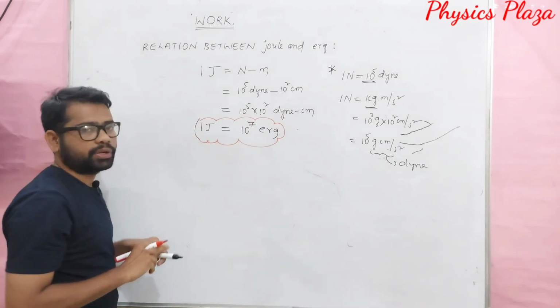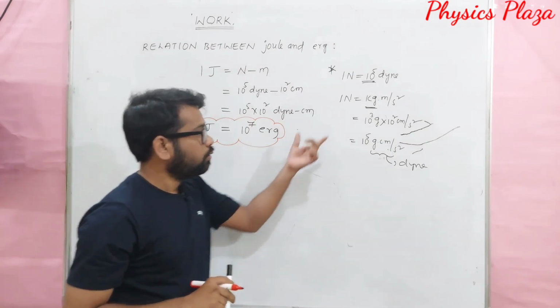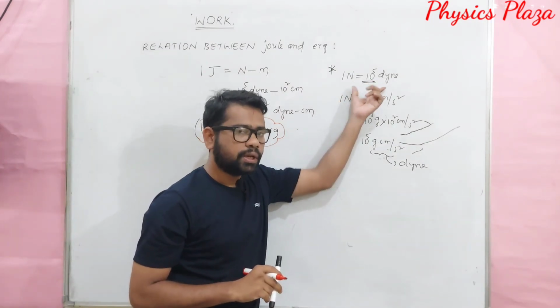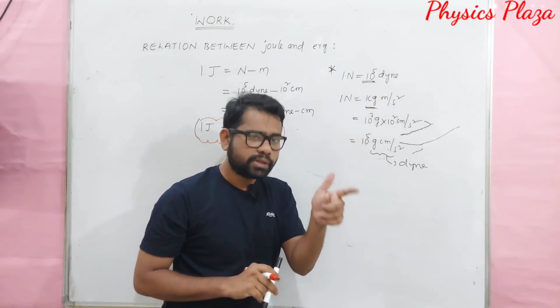It's very, very important, children. Don't get confused. 1 Newton is equal to 10 power 5 dynes, and 1 meter is equal to 10 square centimeters.